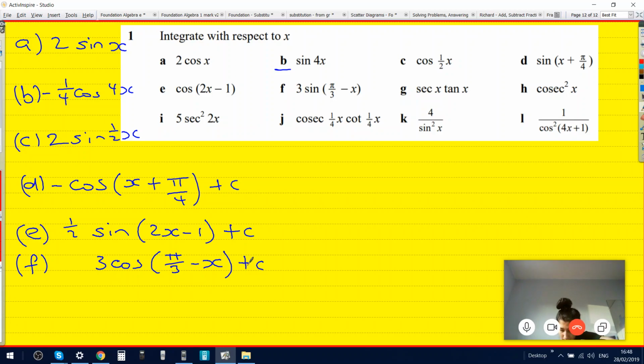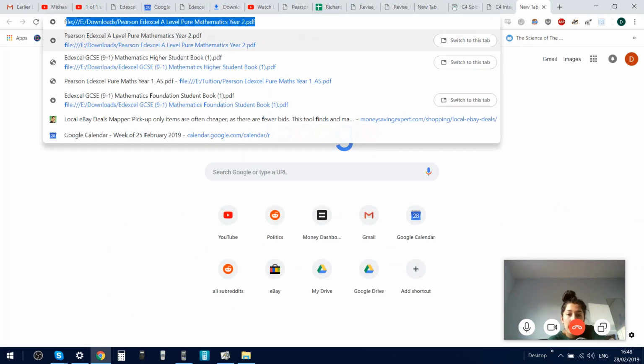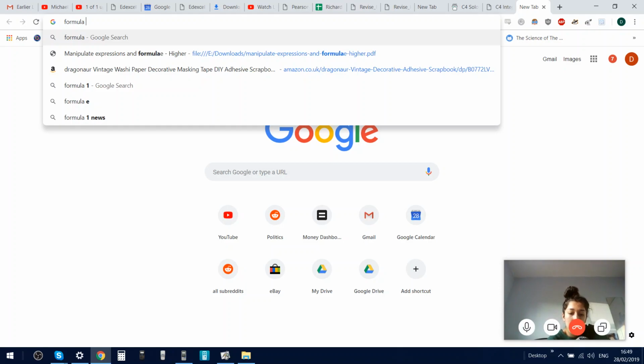Any idea about G? Sec x tan x. Sec x goes to... formula sheet for G. Formula sheet for H. You'll need formula sheet for I. Oh, they're all formula sheet. I thought we have to learn them. Nah, formula sheet. Are you sure? Yeah. Just gonna check.